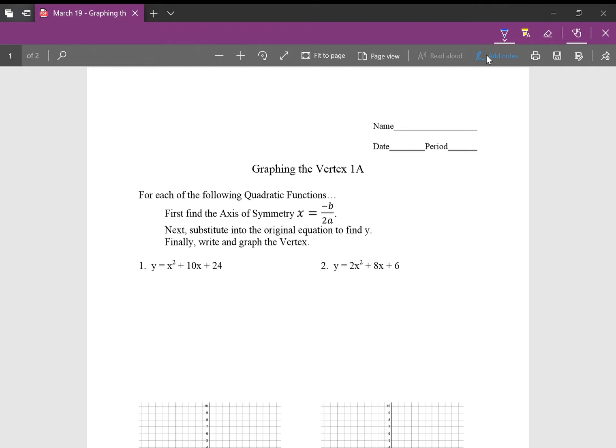This paper is called Graphing the Vertex 1A. So we are still going to find the vertex the way we did in the previous worksheet, but then we're going to also plot it. Not only are we going to plot the vertex, we're also going to first plot the axis of symmetry. So two things we need to draw. All right, first let's do the numbers.